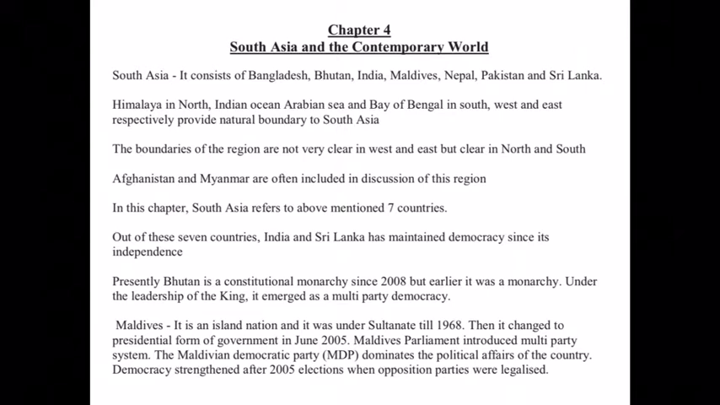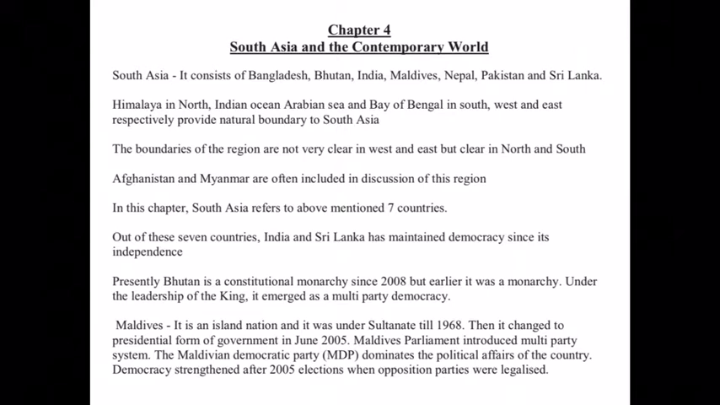So in brief, in crux, Maldives was under Sultanate, then democracy came, but only the MDP ruled the country. Only MDP does not mean the other parties were not there. They were there, but this was a dominant party. But in June 2005, the multi-party system became stronger in this country, as many opposition parties were legalized, and after that this country has become a strong democratic country.